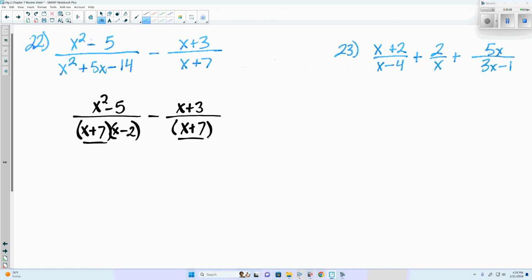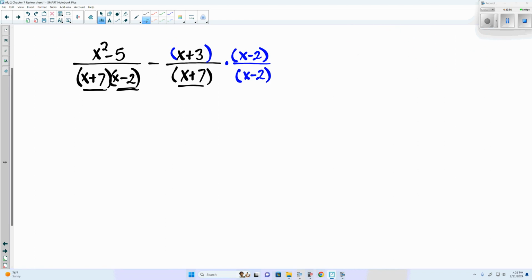Both of these have an x plus 7, and they only have it once, so there's nothing we have to do with that. It's just that the one on the left has an x minus 2. The one on the right does not have that. So we just need to multiply the one on the right by x minus 2 over x minus 2. Because if we do that, the one on the left's denominator is x plus 7 times x minus 2. The one on the right, now x plus 7 times x minus 2. The denominators are now the same, and since they're the same, we're going to be able to add or subtract.